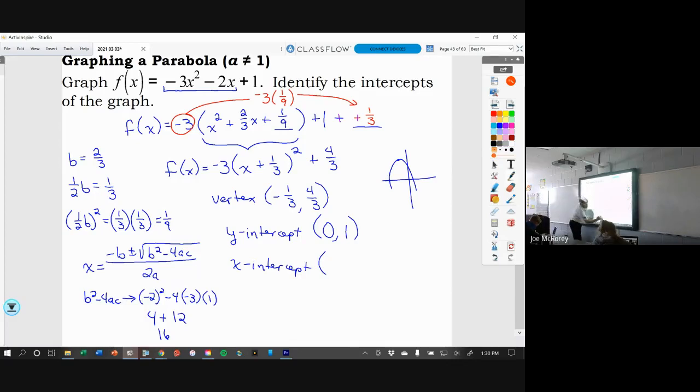So now the quadratic formula. Negative b would be positive 2, plus or minus the square root of 16, which is 4, over 2 times a, which is -6.